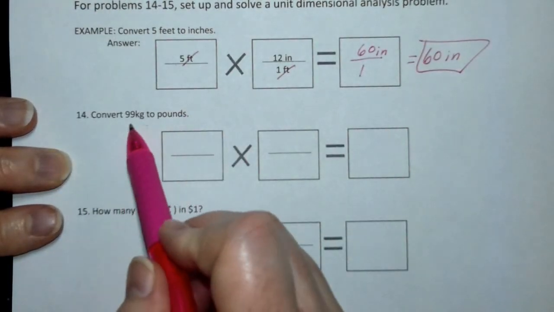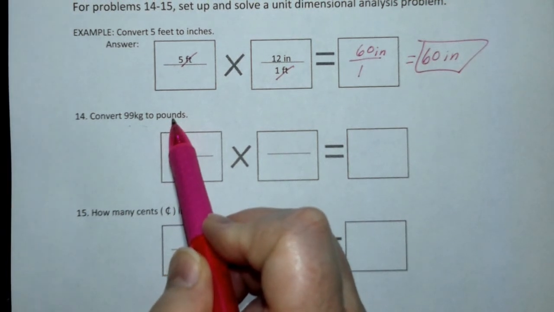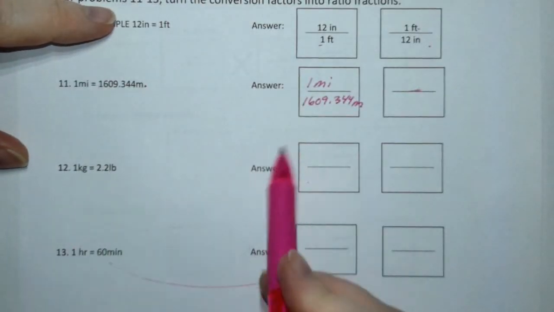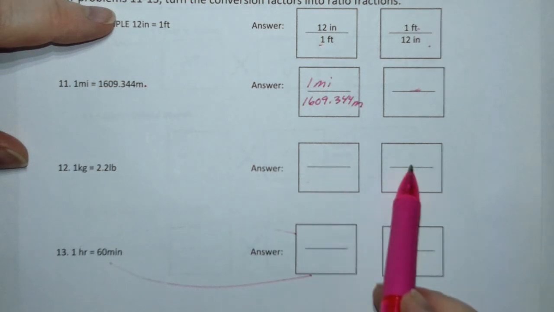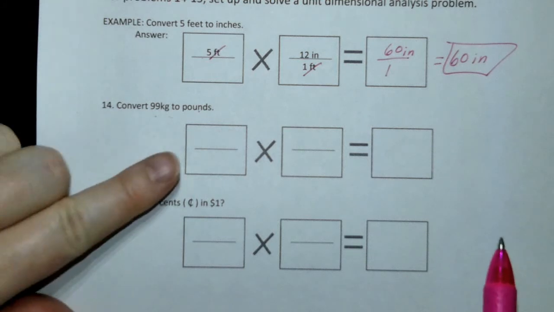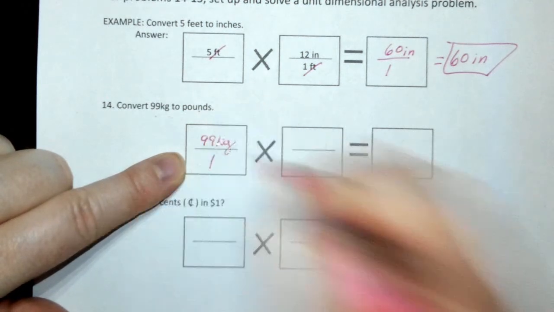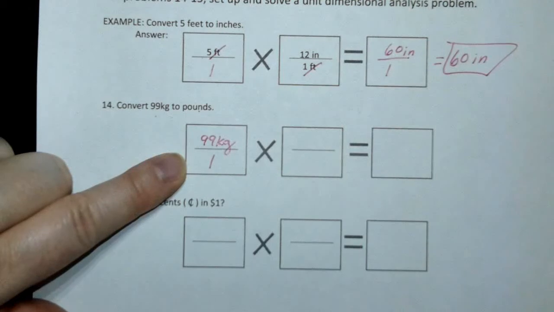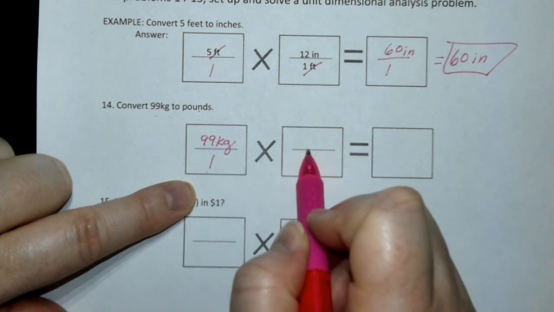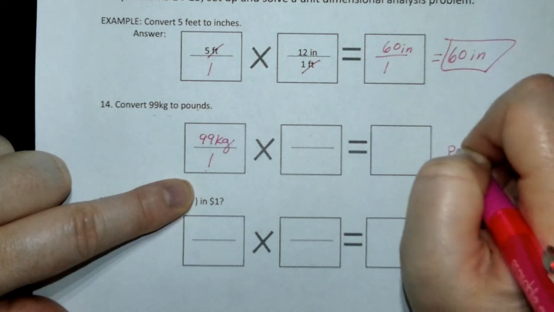So the next one, convert 99 kilograms to pounds. Well, which conversion factor are we going to use? So we're going to come back here, look at our kilograms and pounds, look at whatever answers you put in here, and pick the best one to make sure that we cancel out. So I'm going to start out the first box, 99 kilograms per 1. It's always just going to be over 1 because that's our placeholder. So 99 kilograms over 1 times whichever conversion factor goes here to give me my answer in pounds.